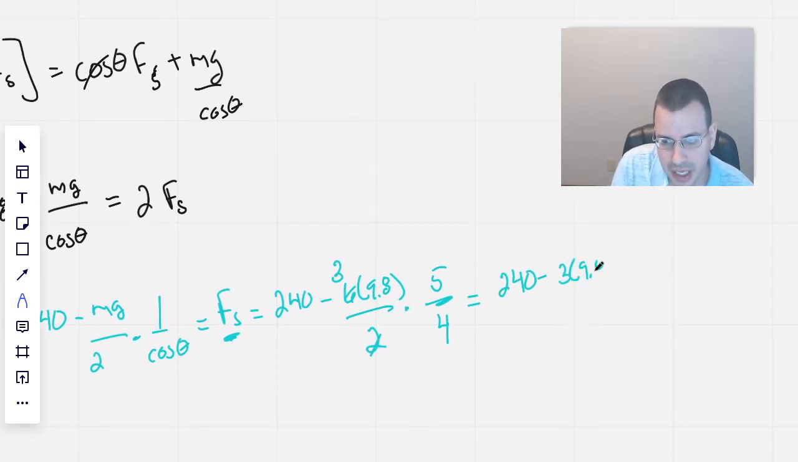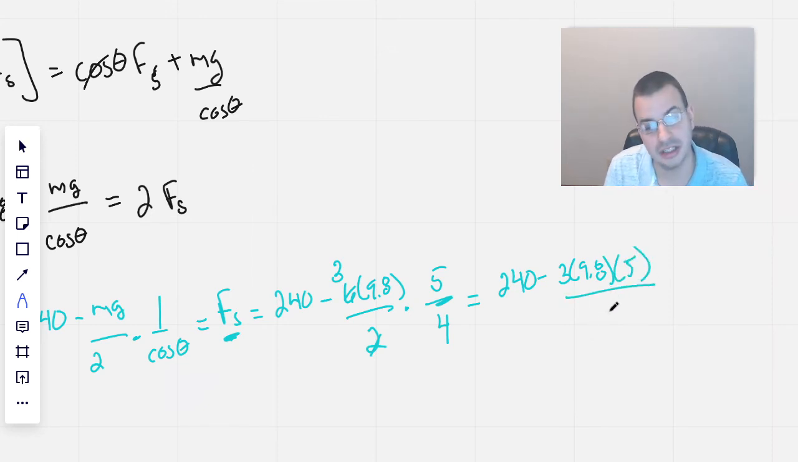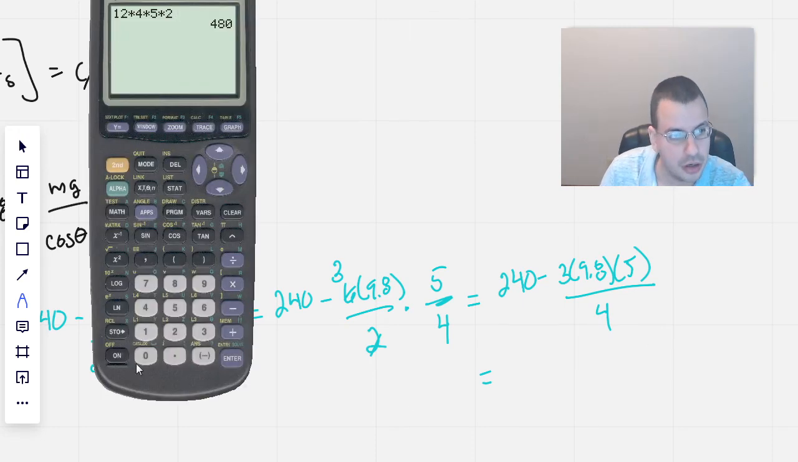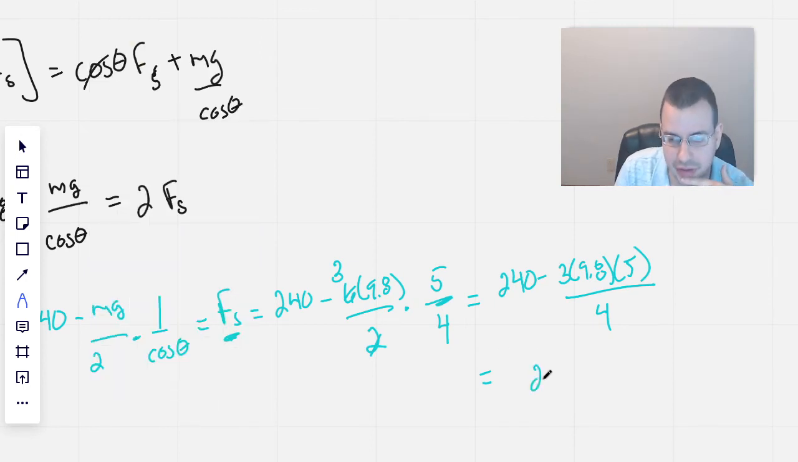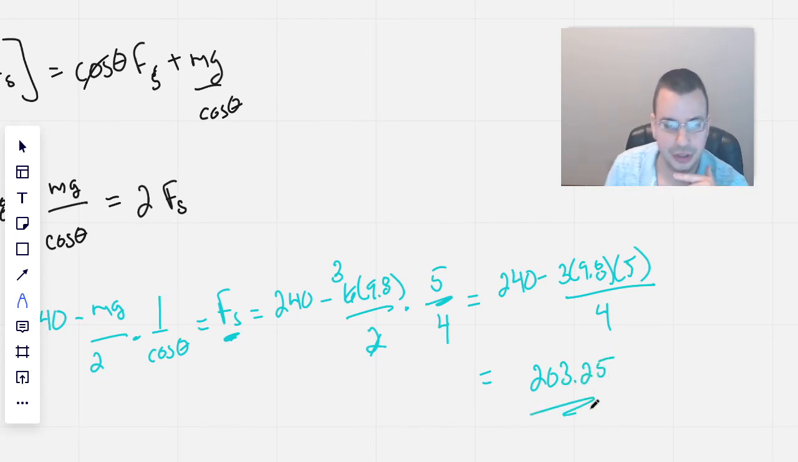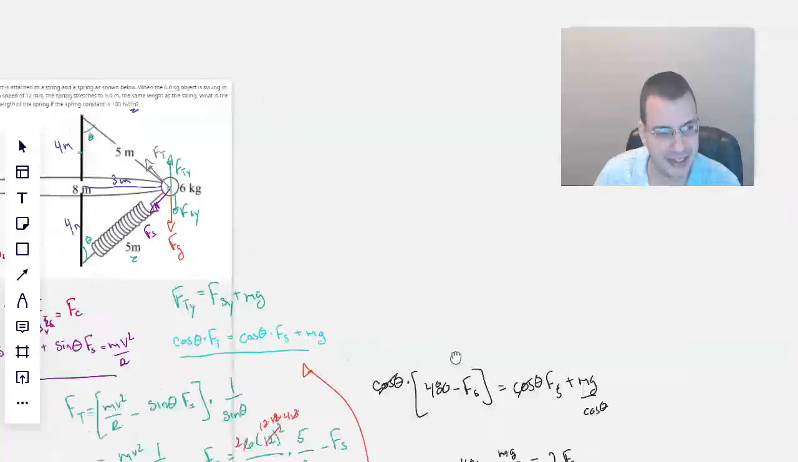3 times 9.8, which is like 30, times 5, which is 150, divided by 4, which is like, I don't know, 40, so we have about 200. So 240 minus 3 times 9.8 times 5 divided by 4, you have about 203.25. And that's the force of the spring pulling down.